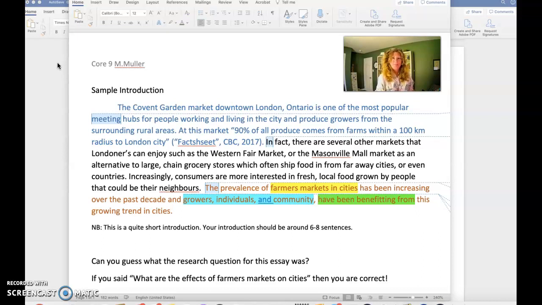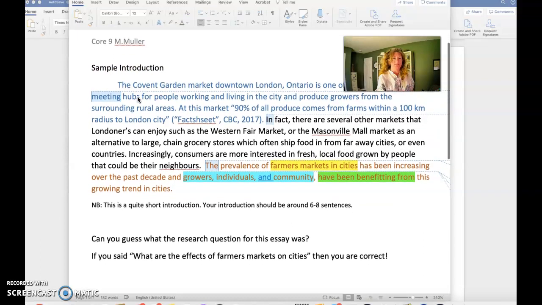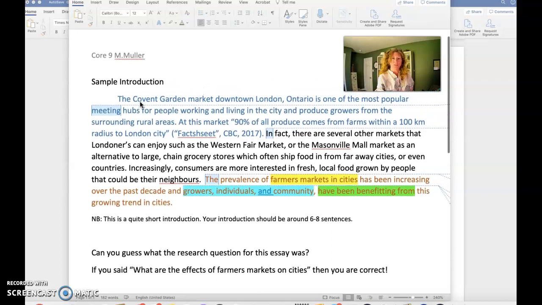I'm assuming that by this stage you have already been taught how to write an introduction, but this will serve as a great little review for you. Okay, so I have this posted on our site. It's called Sample Introduction, and it is a very short one, but I want to go through the different types of things each introduction should have.